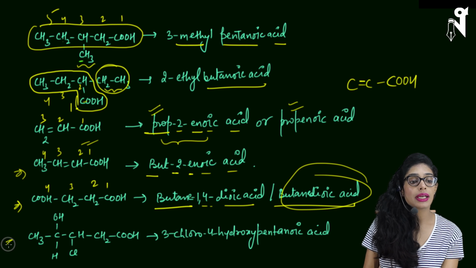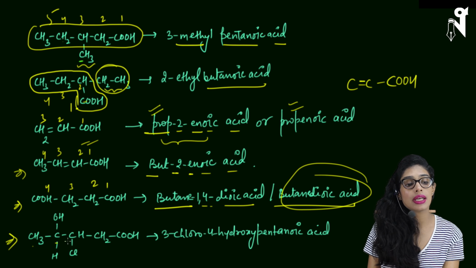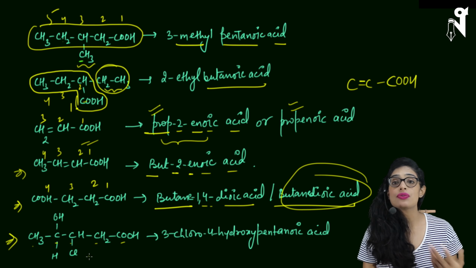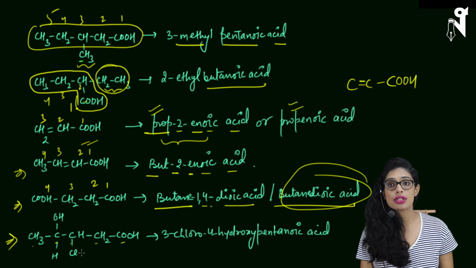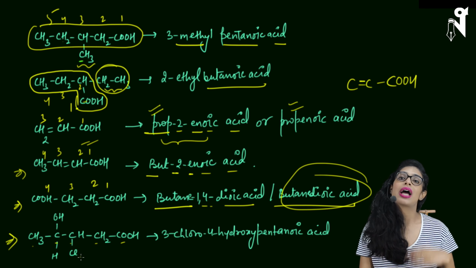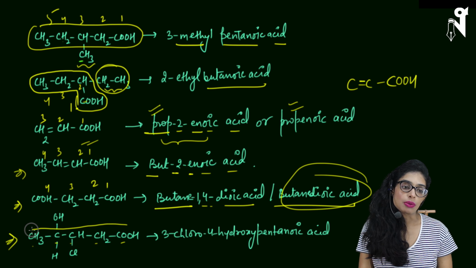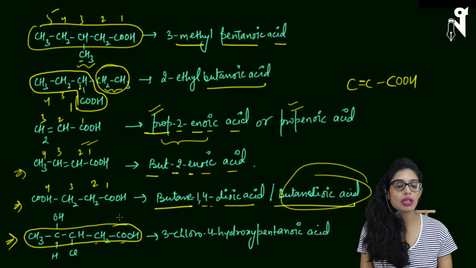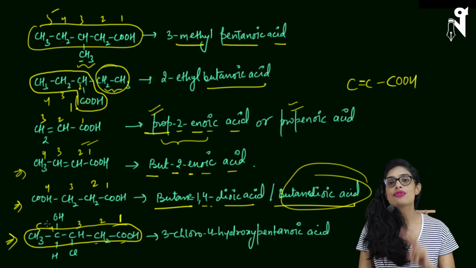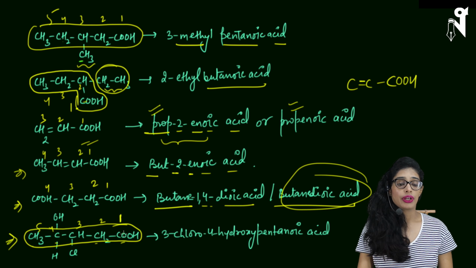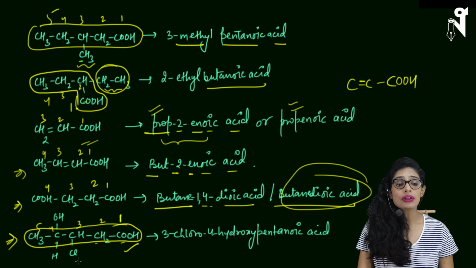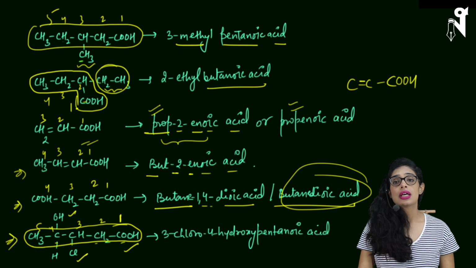Now, let's talk about the next compound. I have CH3, CHOH, CHCl, CH2, COOH. Now, as we know that COOH is anyways the highest priority group, we have to initiate our chain with COOH, taking the longest possible chain. So this is my longest possible chain. Starting from here, 1, 2, 3, 4, and 5. I have 3 functional groups over here. One is carboxylic acid, another is halogen, and third is alcohol.